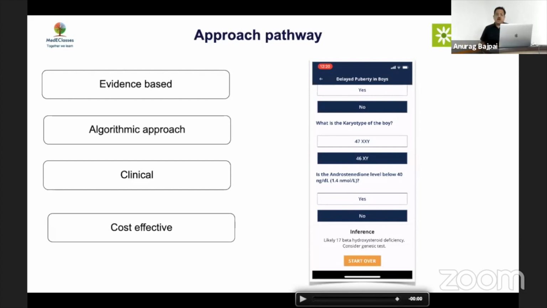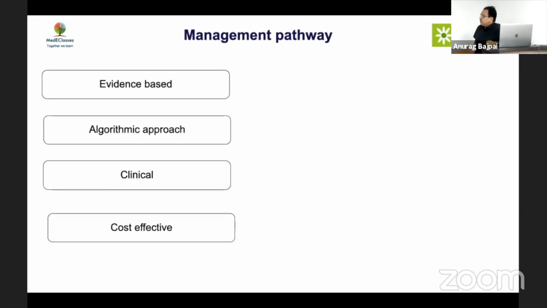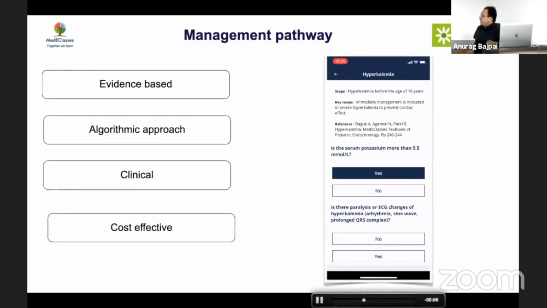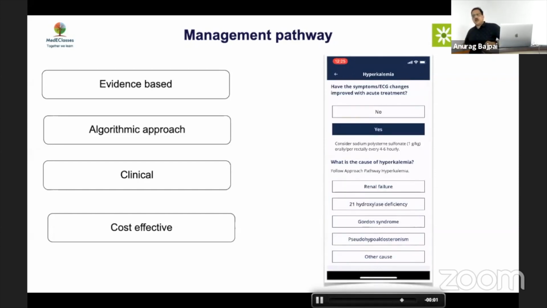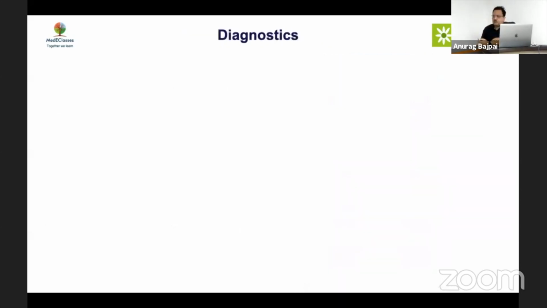Now, this is counterintuitive, but it is going to be quite helpful in reaching a diagnosis when you don't have access to expertise, which is not there everywhere. The management pathways similarly use the algorithmic approach. Like if you have hyperkalemia, it will ask the level of potassium, ECG changes, and it will guide you through emergent management. So all your protocols are pretty much there. You don't need to go ahead and read it, and we give information specifically about doses also if it's required at that point of time.